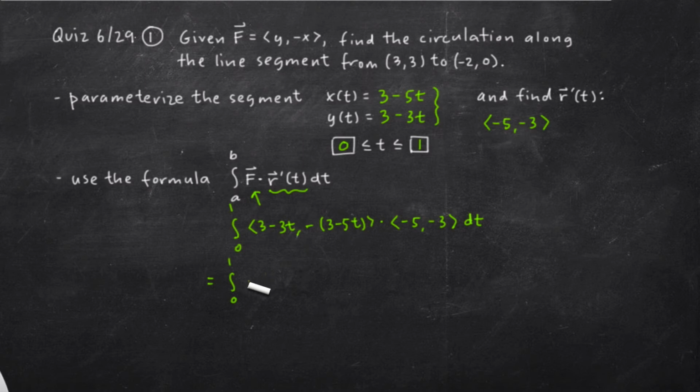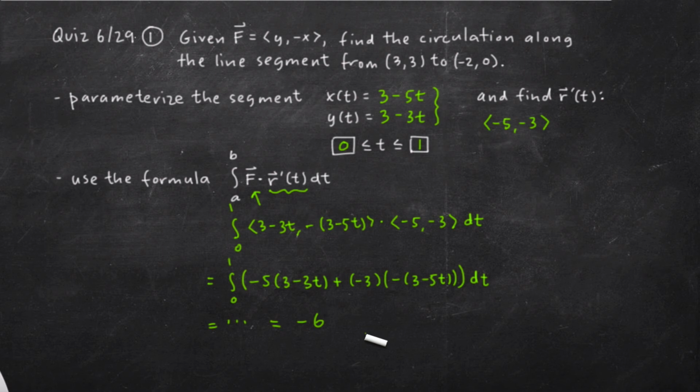The dot product is going to be negative 5 times 3 minus 3t plus negative 3 times negative 3 minus 5t. This can of course be simplified quite a bit, and after we do that simplification, I'll leave that up to you. The answer comes out to negative 6.